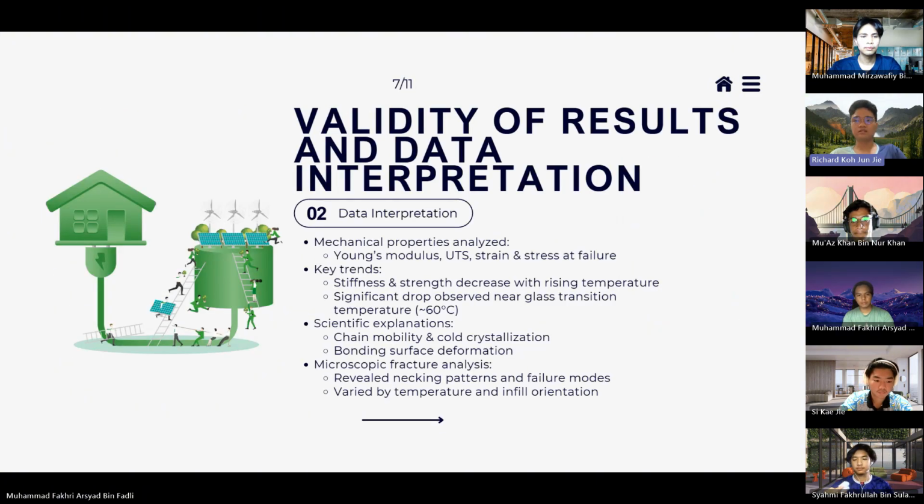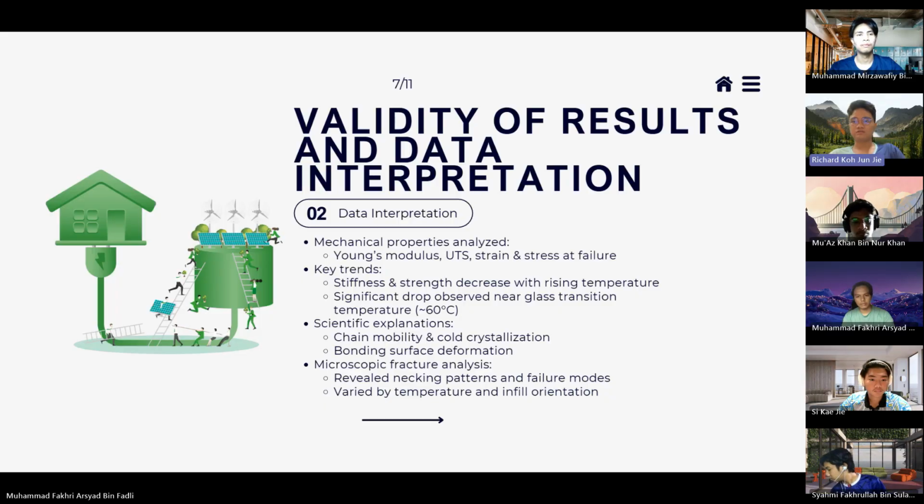Next will be the data interpretation. The study analyzed key mechanical properties like the Young's modulus, UTS, and strain and stress at failure. They found that the stiffness and strength consistently decreased as the temperature increased, especially near the glass transition point, which is 60 degrees. This trend was also supported by polymer behavior theory and microscopy images showing different failure modes.